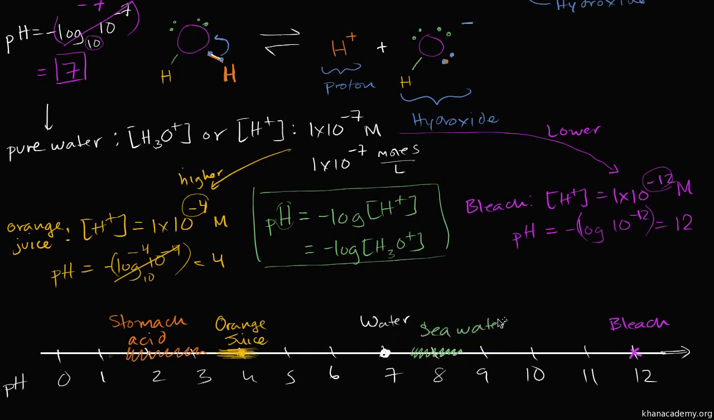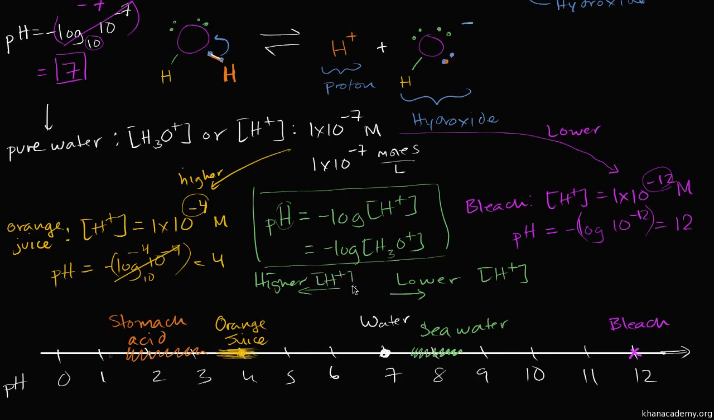Now let's think about what this is telling us. And remember, this is a logarithmic scale. As we go to the right, our concentration is going down. It's important to recognize, and that's all because of this negative right over here in our definition. But we saw that bleach has a much lower concentration than the water has. So this is lower hydrogen ion concentration. And as we go to the left, we have a higher hydrogen ion concentration.